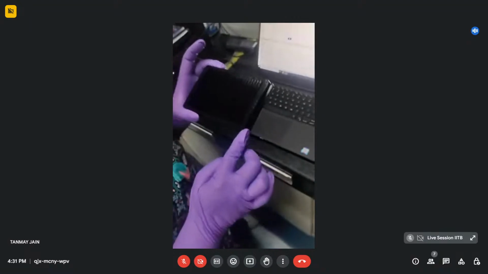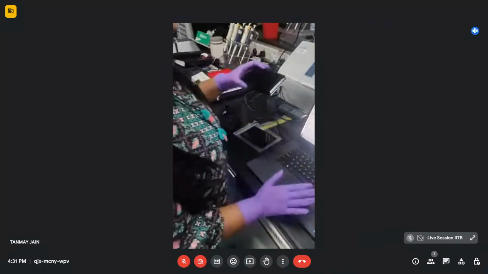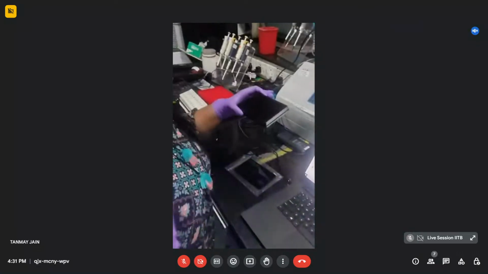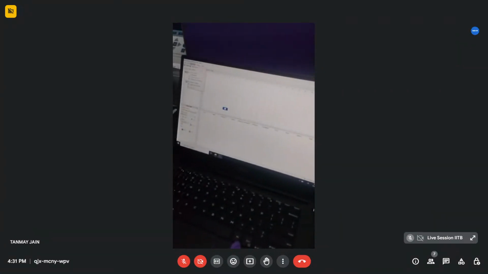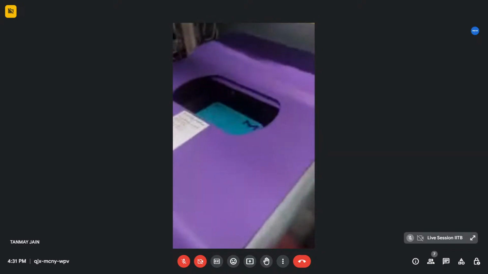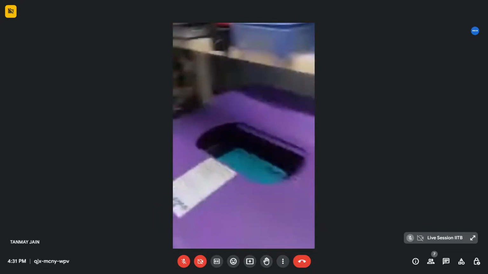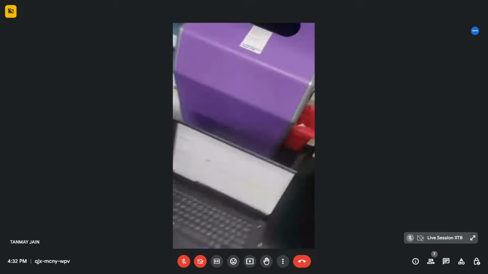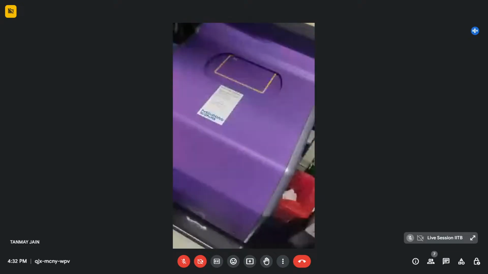So this particular plate is a 384 well plate. You place your samples over here, and here I'm going to show you the application where you monitor the experiment as well as run the analysis. So here we are going to open the instrument and place the plate here. As you can see, I'm placing the plate in the instrument, and then we close the lid, and then we run the analysis.